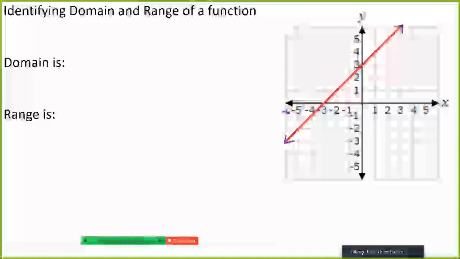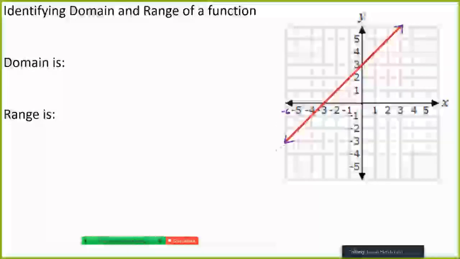So we're not going to list off the entire domain list here because it's all the numbers that exist. It's everything to the left of this line and everything to the right. When I'm looking at the domain, I'm kind of asking how far left does it go, and how far right.